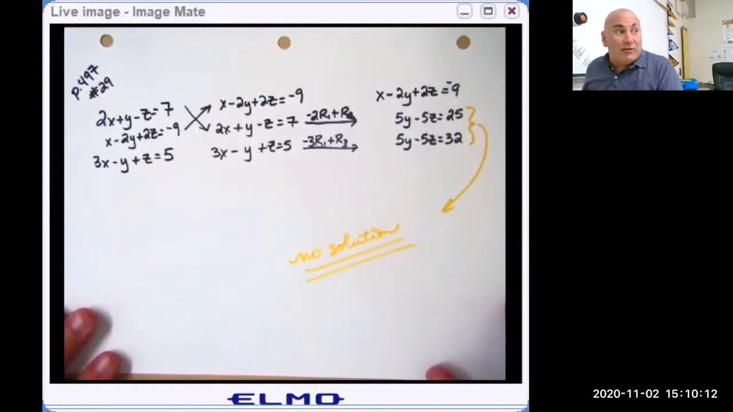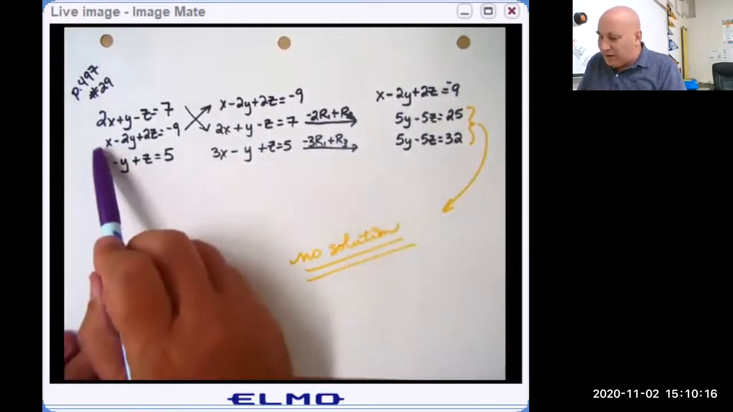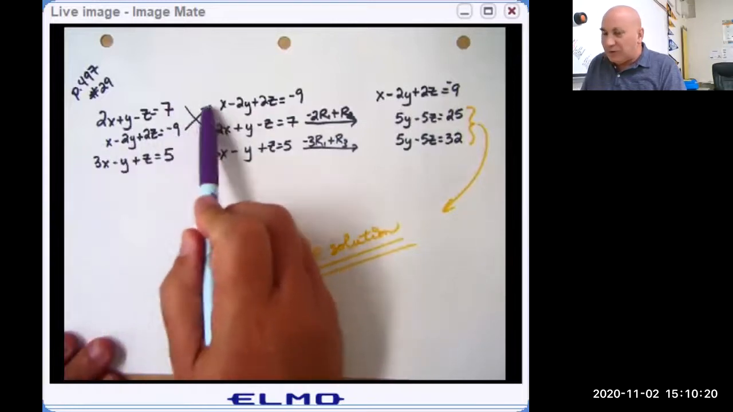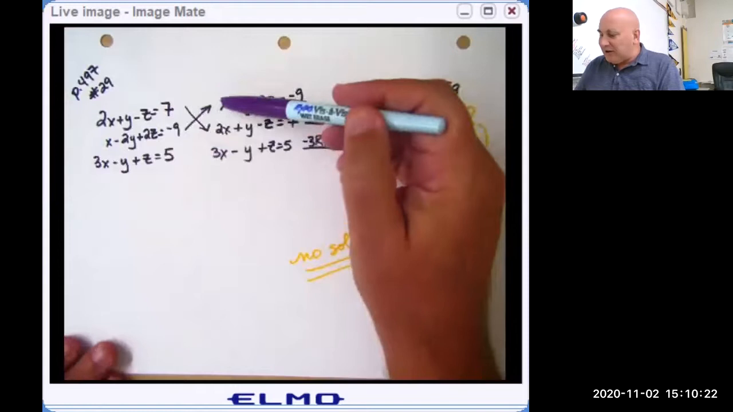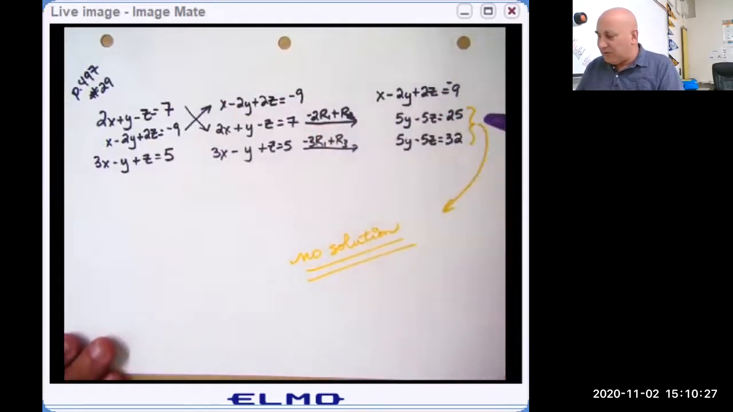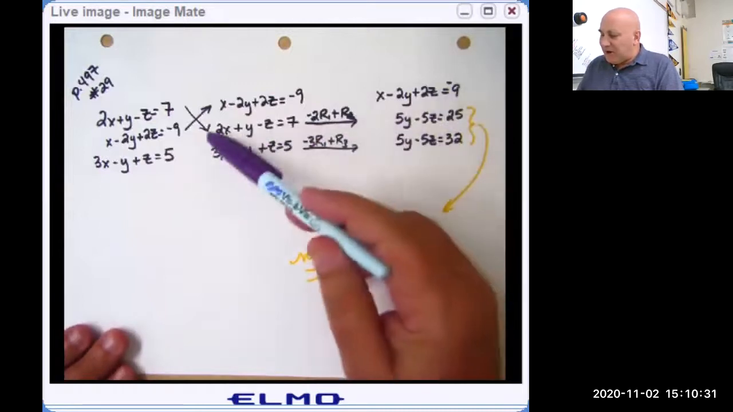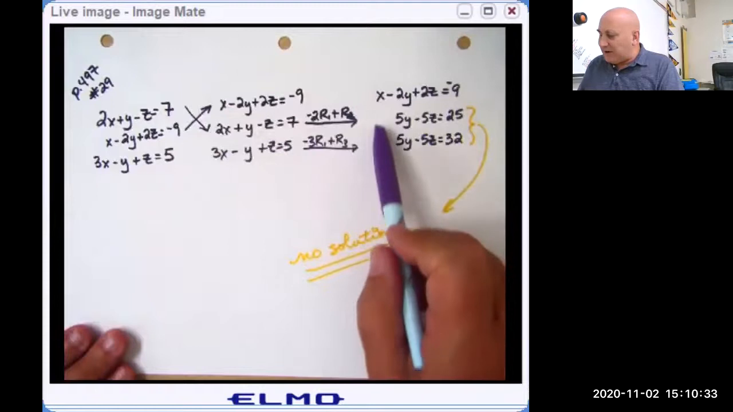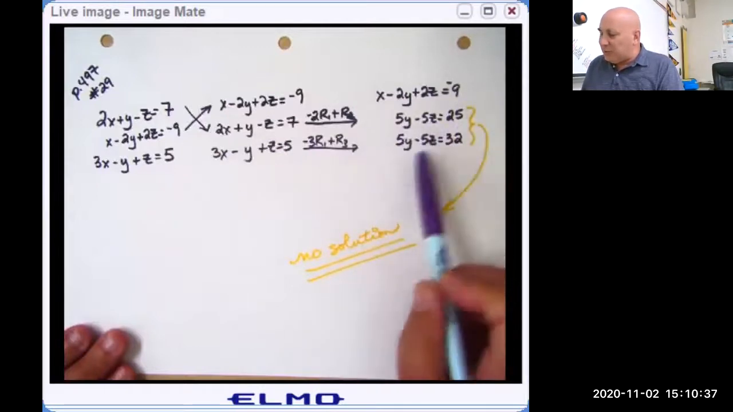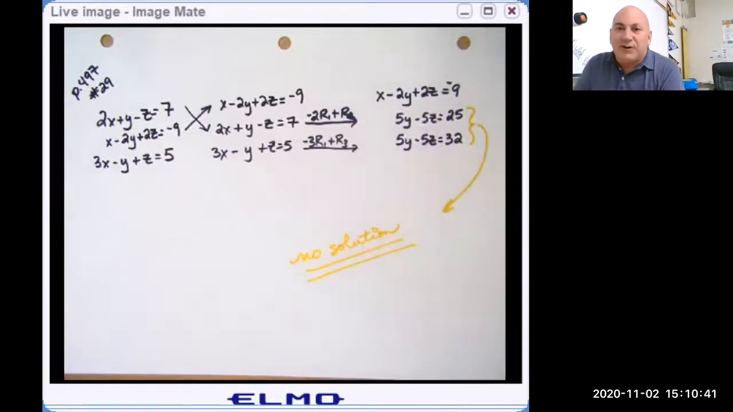Here's page 497 of our current book, number 29. I had a 1 here, so I'm going to interchange these 2 rows. That's what these arrows mean. So I can get the 1 here. That gives me the very easy row operations. But now look what happens. After I've gotten rid of the x terms, I have 5y minus 5z equals 25 here, and I have 5y minus 5z equals 32.